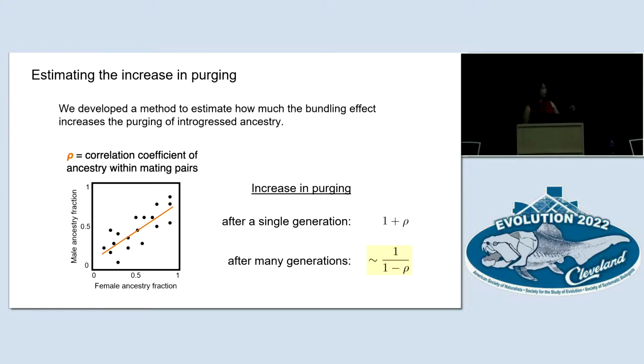Now, this latter calculation depends on slightly more assumptions about the strength of selection and the change in variance in introgressed ancestry. But these two can be taken very conservatively as a lower and an upper bound on how much the bundling effect increases the purging of introgressed ancestry.